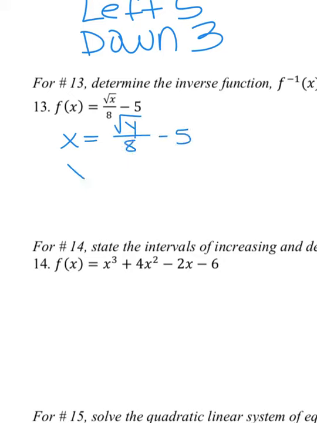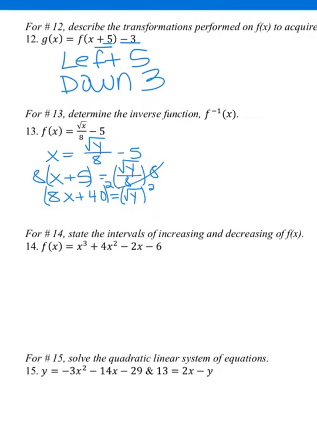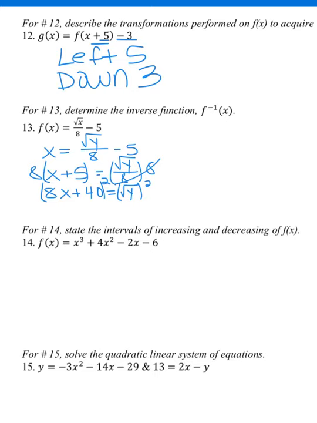So first I'm going to add the 5. X plus 5 equals the square root of y over 8. I multiply both sides by 8. And I get 8x plus 40 equals the square root of y, and then I square this. Now the question doesn't say polynomial form, so you can literally just leave it like this. This cancels this out. So I'm going to have 8x plus 40 squared. I'm not going to multiply it out. You can if you want, and then I'm going to write it in the correct notation.